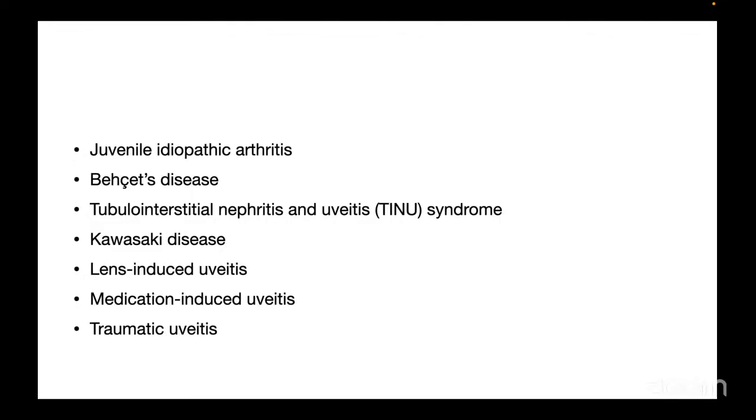who present with cervical lymph node and typically strawberry tongue, erythema, and you may see rashes in the Kawasaki patient, but uveitis may be present in any stage of the disease. Okay.